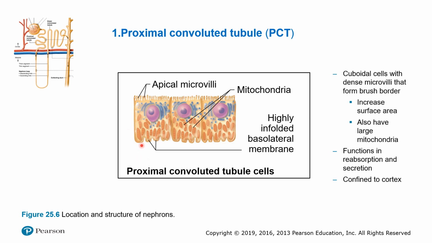It is lined by cuboidal cells. Those cuboidal cells have a brush border of microvilli on the luminal surface. These microvilli increase the surface area for absorption. Like I said before, the nephron first makes the filtrate, then it modifies that filtrate with absorption and secretion. So these are the cuboidal cells of the proximal convoluted tubule with apical brush border of microvilli.